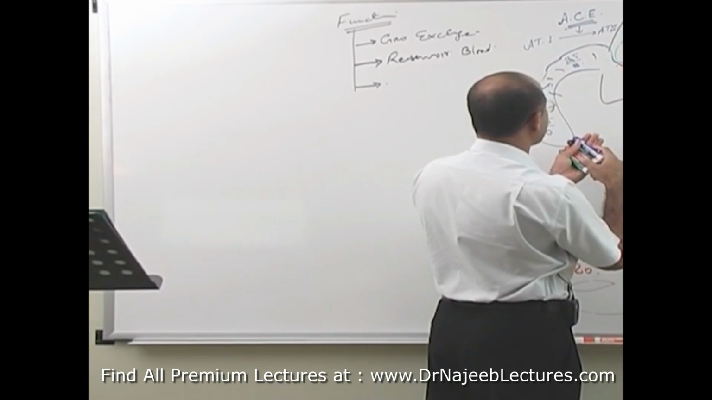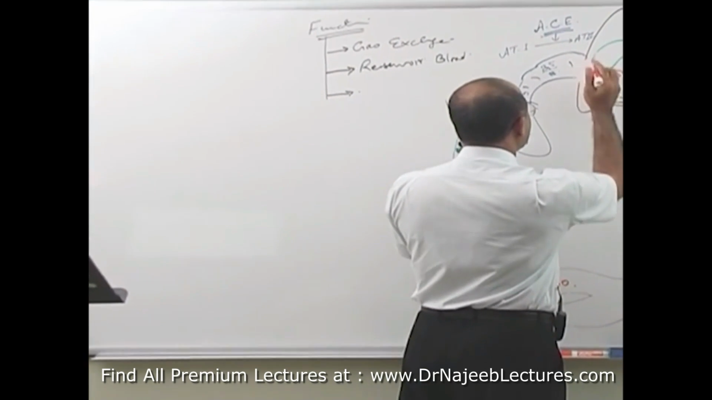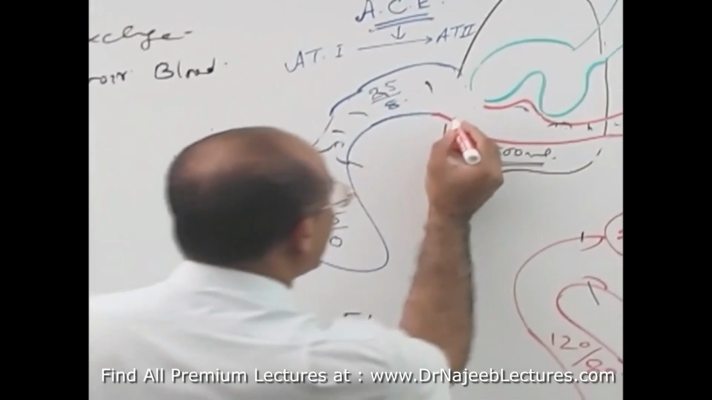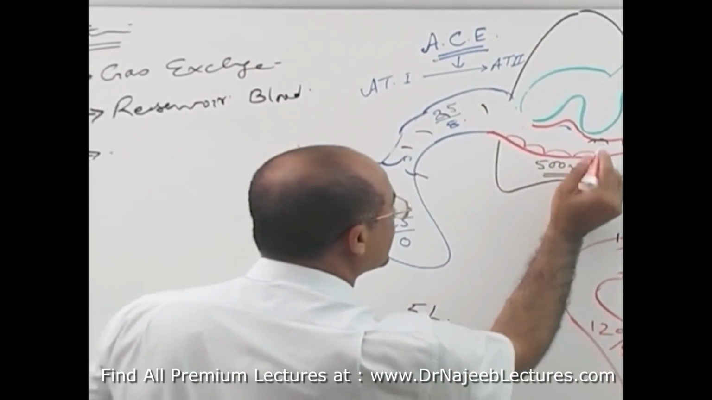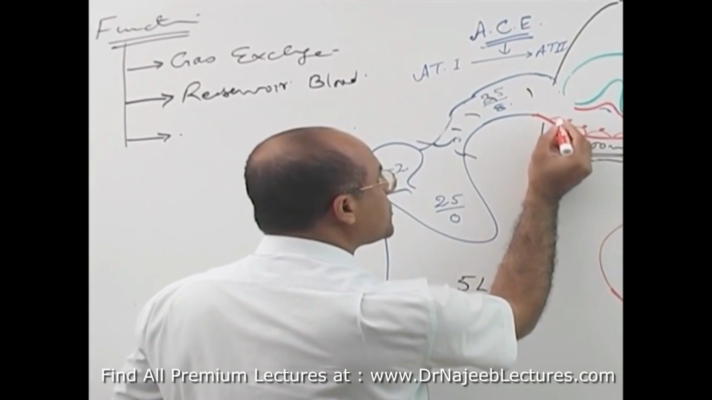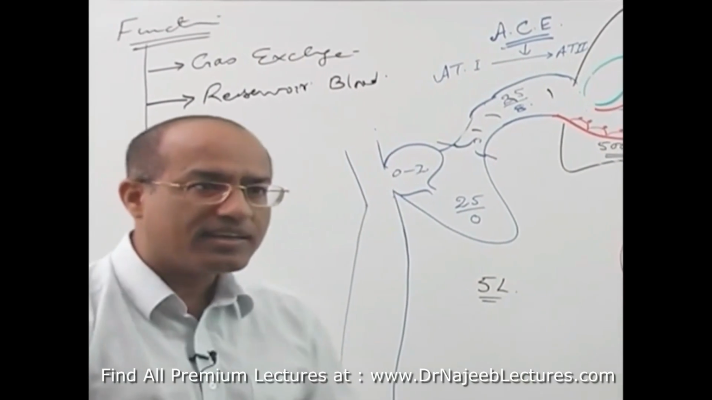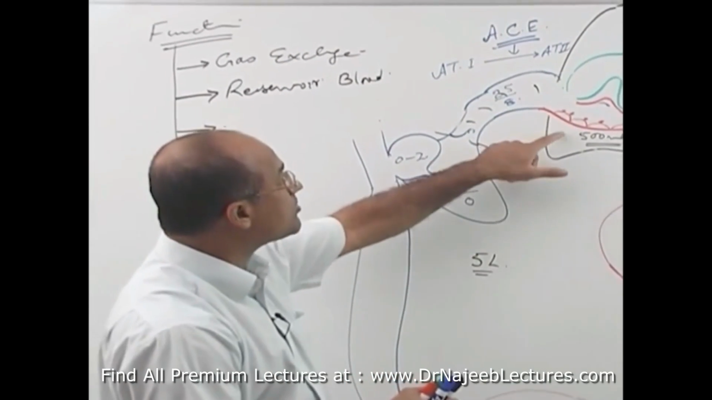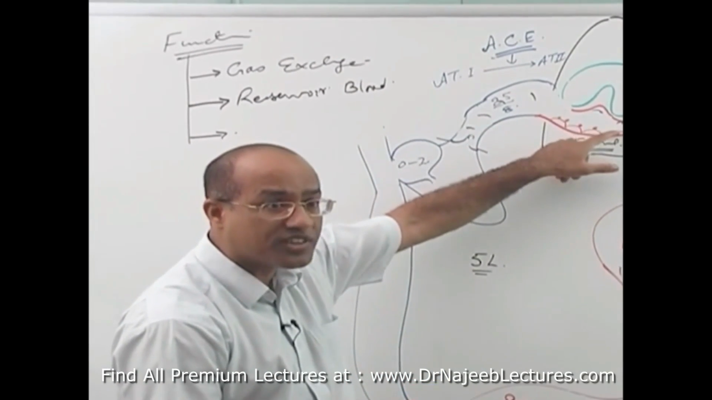Where in the pulmonary capillary bed? Yes, please. Excellent. On the endothelial cells. These are your endothelial cells, and on the surface of endothelial cells are the enzymes which are called angiotensin converting enzymes, and these enzymes convert angiotensin 1 into angiotensin 2.